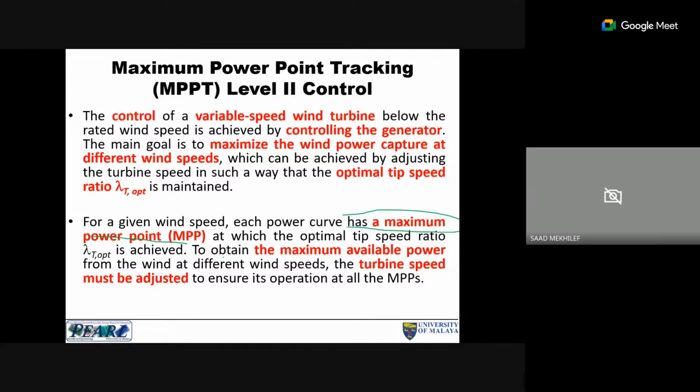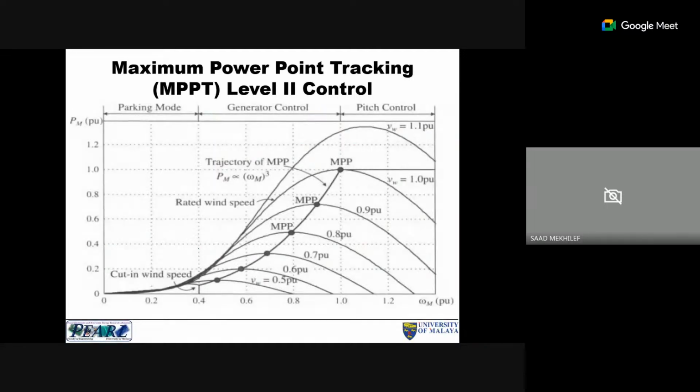And this point is always located at the tip of the power curve. This is how it looks. Like I said before, we have the cut-in speed. And then at different wind speeds, there is one MPP, and then maybe we move to another MPP. What does it mean? It means when the wind speed changes, the control algorithm should be able to move to the next MPP. That's what the MPPT does.